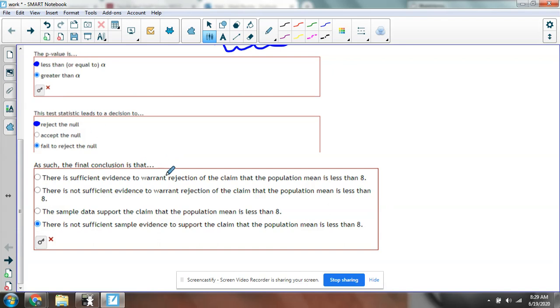No, this says sufficient evidence to warrant rejection of the claim that the population mean is less than 8. No. There is not sufficient. We know there is sufficient evidence. The sample data supports the claim that the population mean is less than 8. That seems good to me. It's the alternative. Okay, that's the first one.